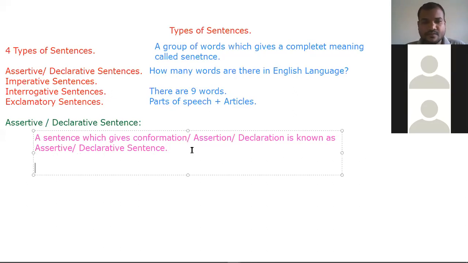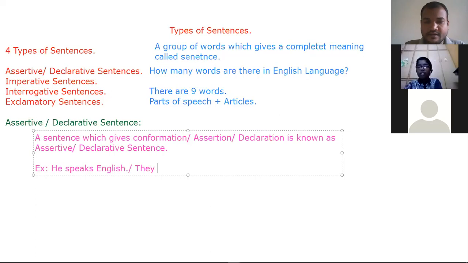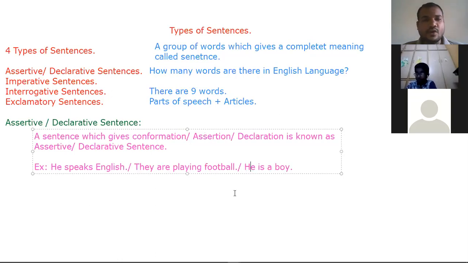For example, let me give you a few examples here. He speaks English. It is giving confirmation. All right, next one. They are playing football. He is a boy. Dogs are cute. So these can all be mentioned as assertive or declarative sentences. Clear?